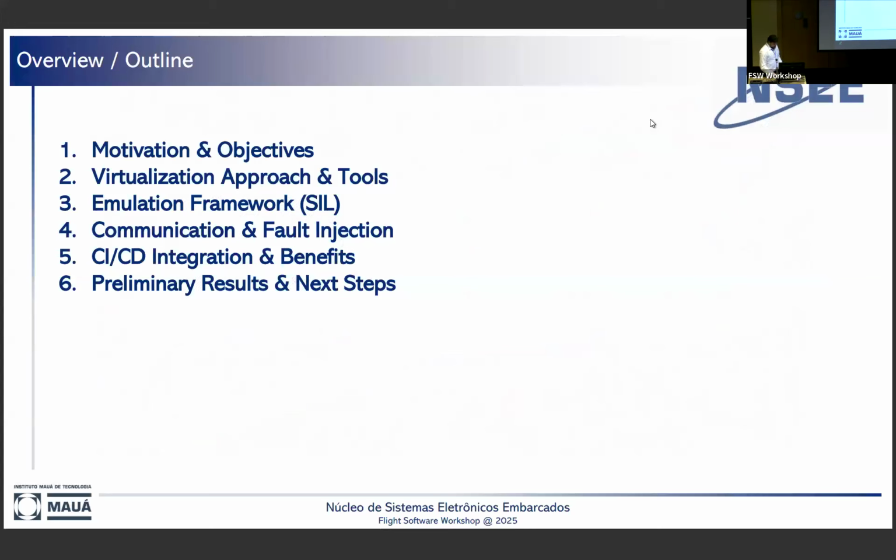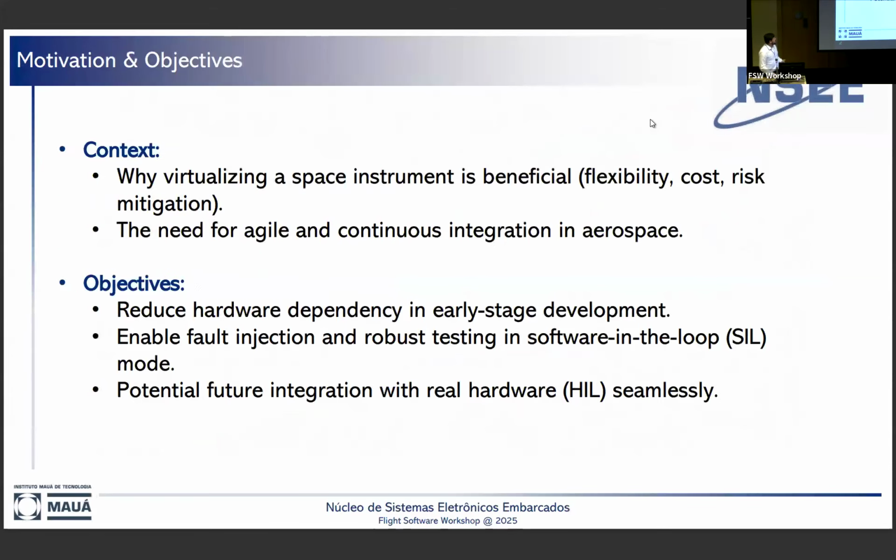Okay. Well, just the outline, but again, the context is: space hardware is hard to make. It's complicated. It takes a long time. So the idea is to have a virtualized hardware that follows the original specs, but you can play with it more and try different things, even destructive things that you don't want to try on real hardware. This would allow more flexibility, less cost, more risk mitigation.